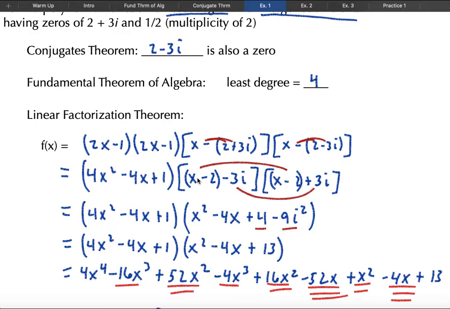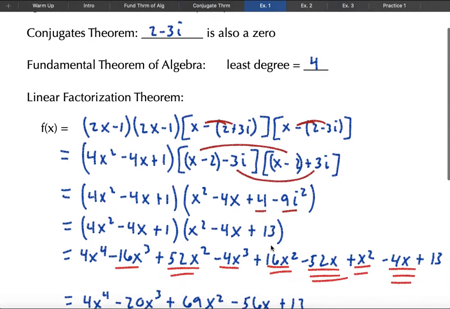Okay? So when I do the first part of FOIL, x minus 2 times x minus 2 gives me x squared minus 4x plus 4. And then negative 3i times 3i gives me negative 9i squared. And then understand these are like terms. These are both constants because negative 9i squared is really positive 9. Recall i squared is equal to negative 1, right? So 4 and negative 9i squared become 13.